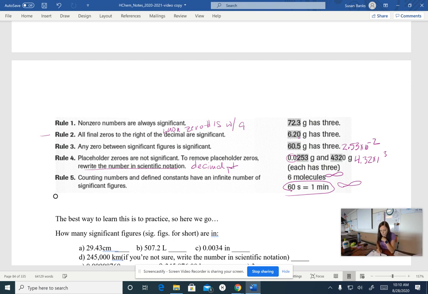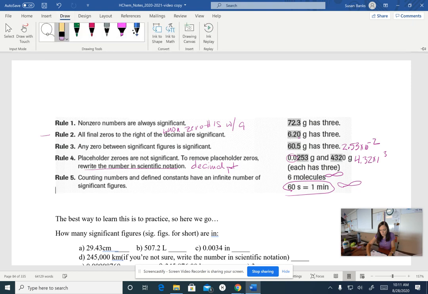Rule number 2, all final zeros to the right of the non-zero numbers with a decimal are significant. Okay, so make sure that the zeros are to the right of a non-zero number with a decimal in the number somewhere. Those are always going to be significant. If the zeros are to the left of the decimal of the non-zero numbers, they're not significant.